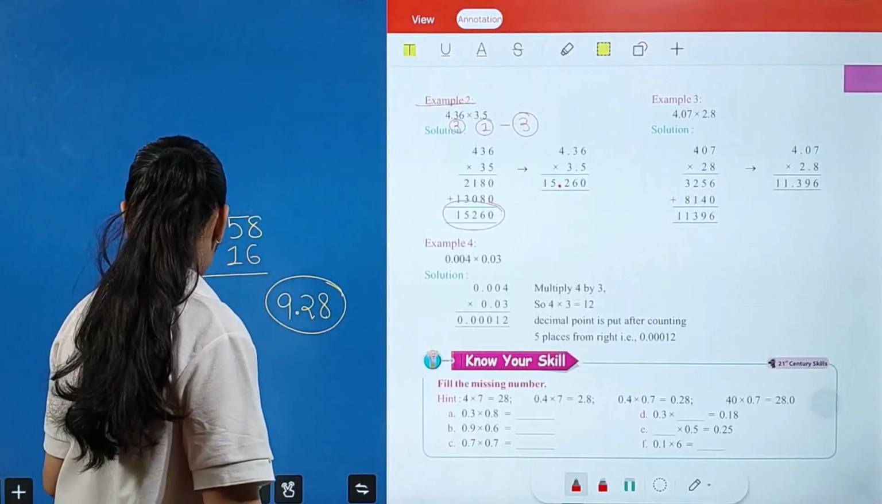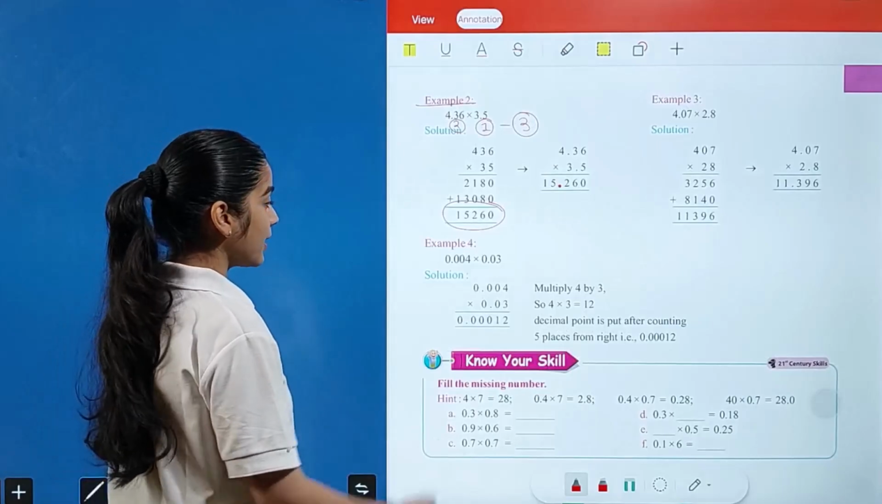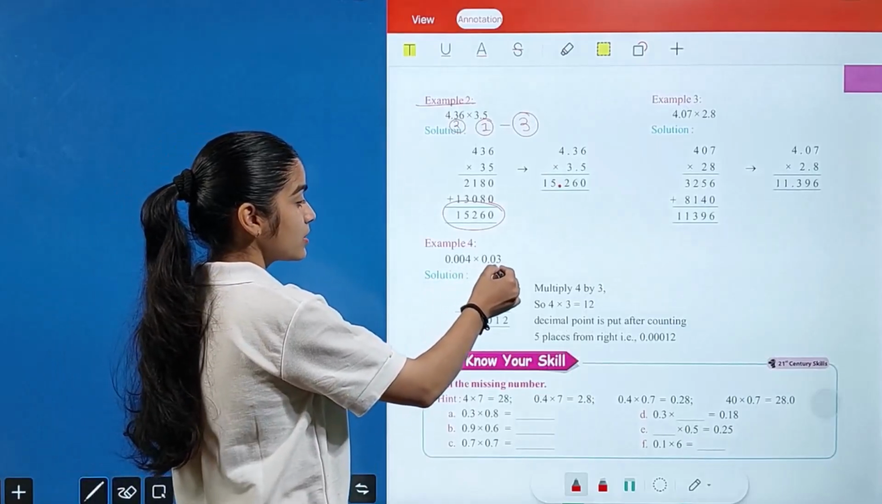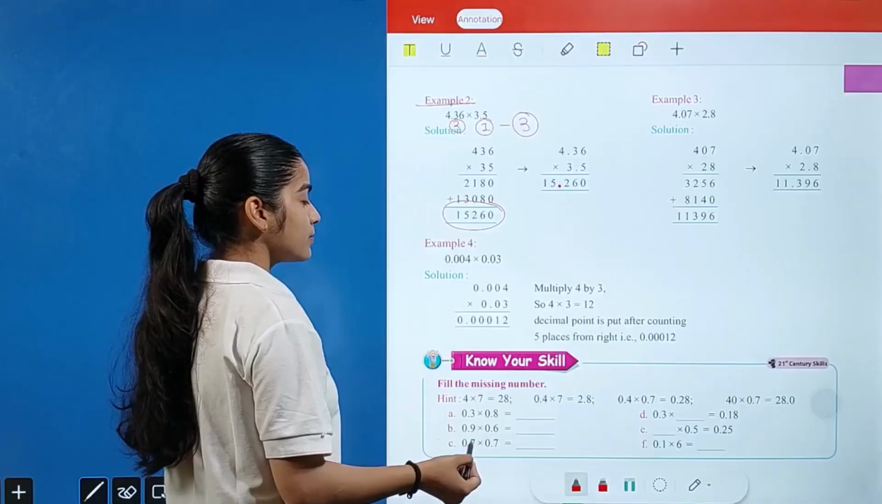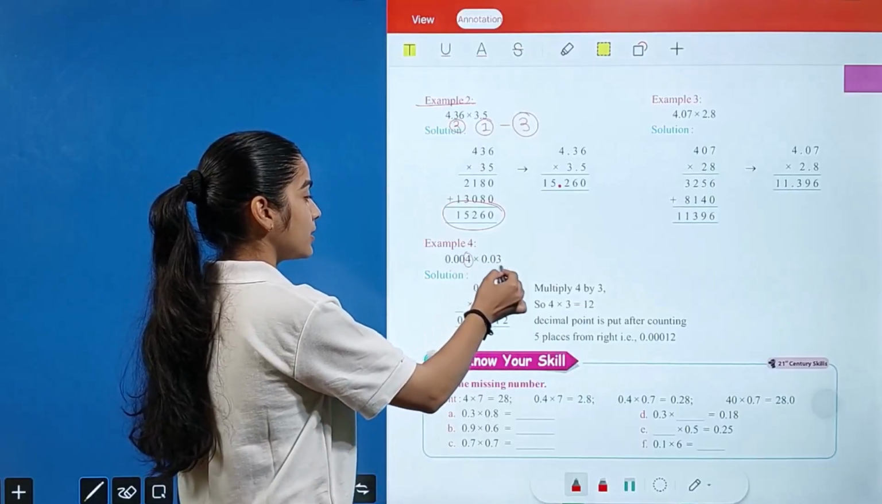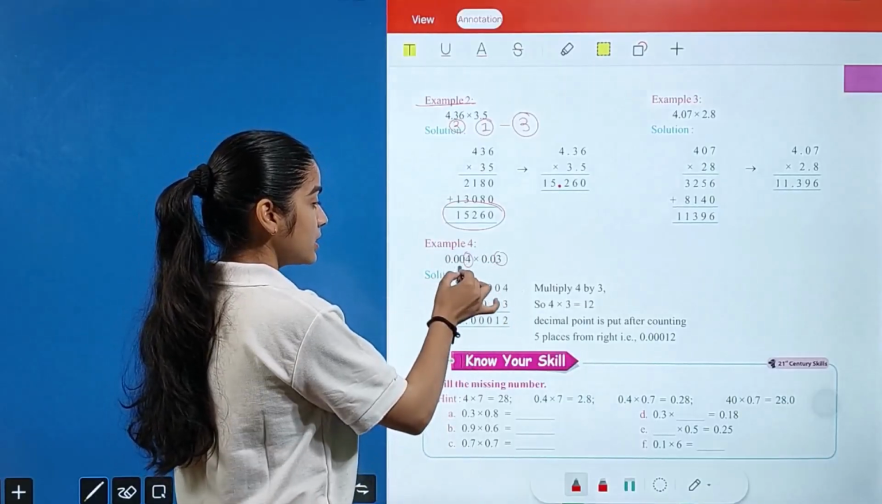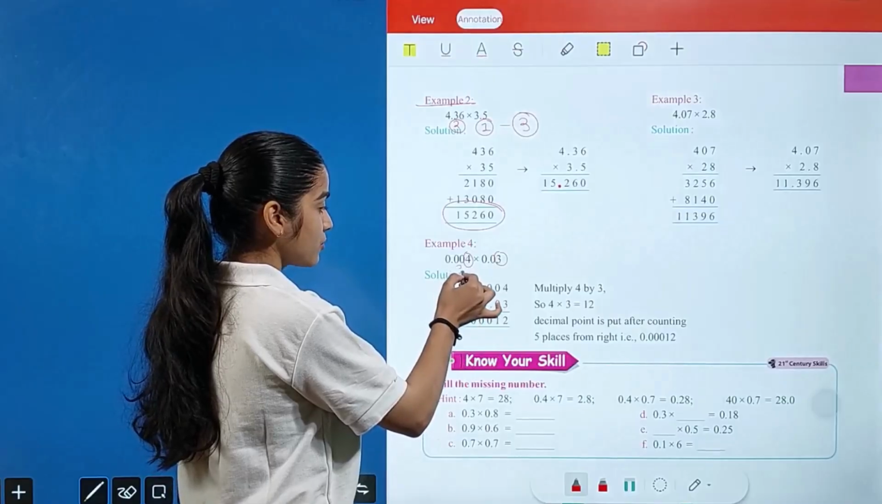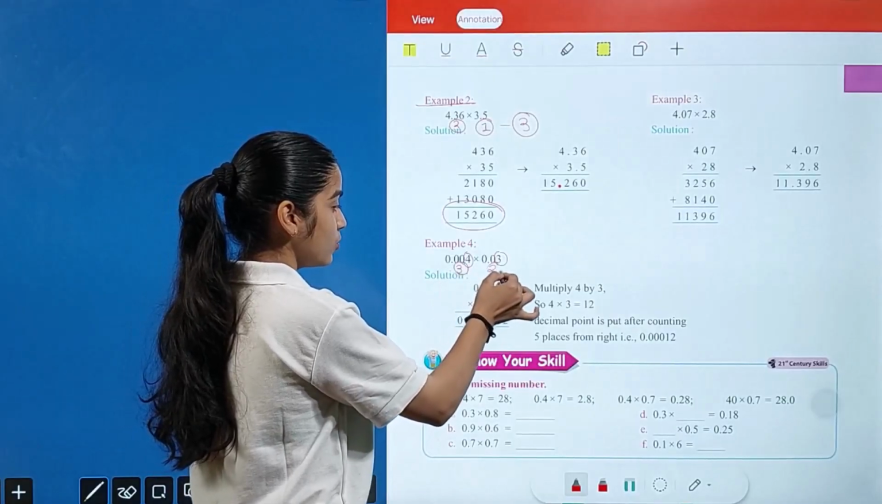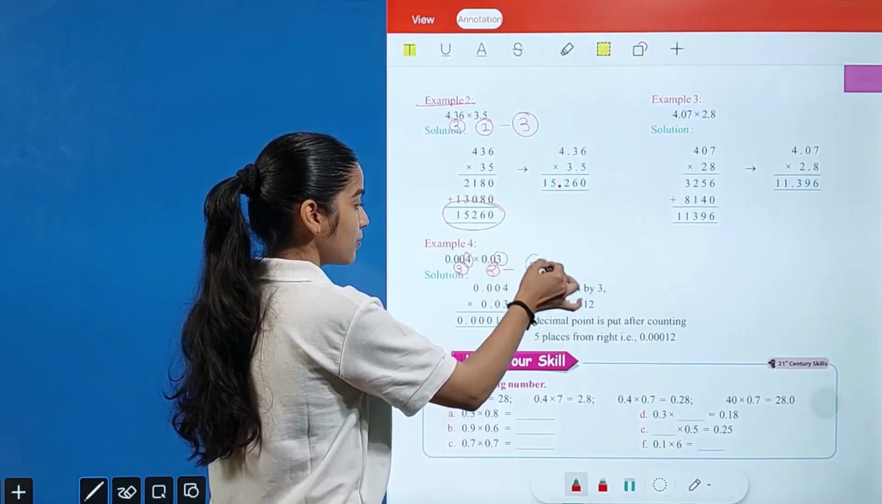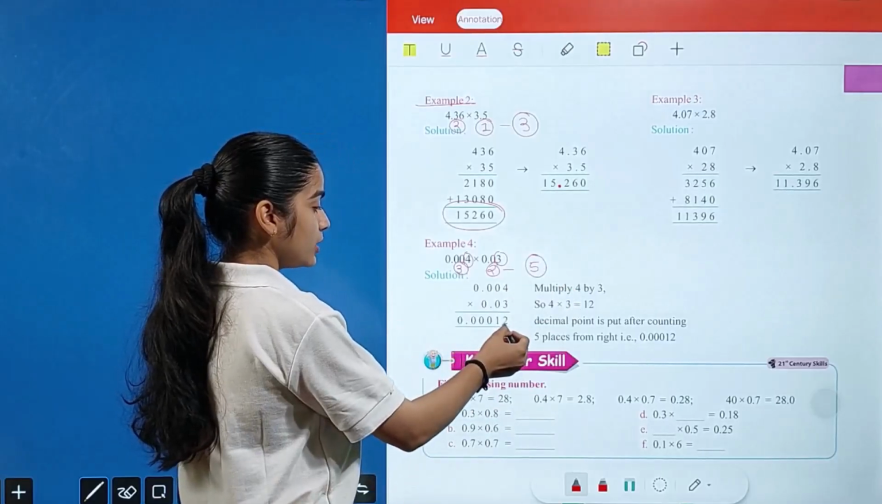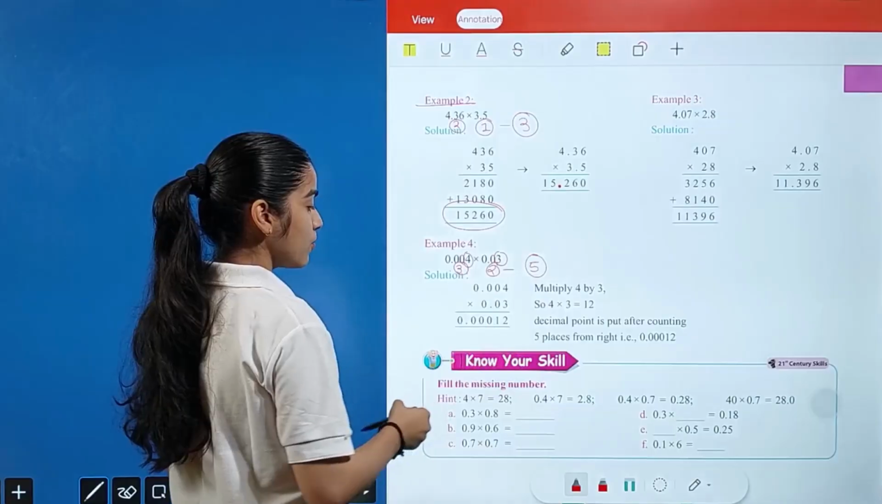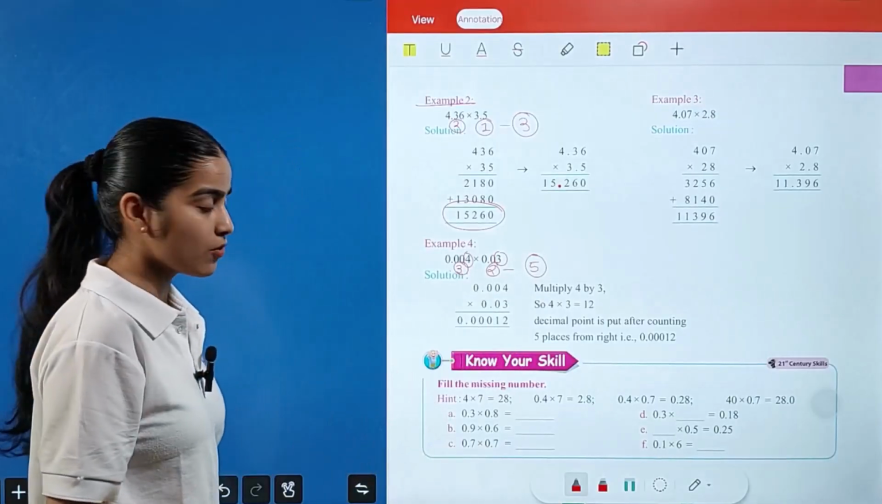Now we take one more example where we have to multiply 0.004 and 0.003. Here you again have to forget about the decimals. You have 4 multiplied by 3 is 12. Now in this case, in question number 1, we have 3 decimals and here we have 2. So in total we have 5 decimal places after the point. So after 12, 1, 2, 3, 4, 5. So 0.00012 is your final answer.